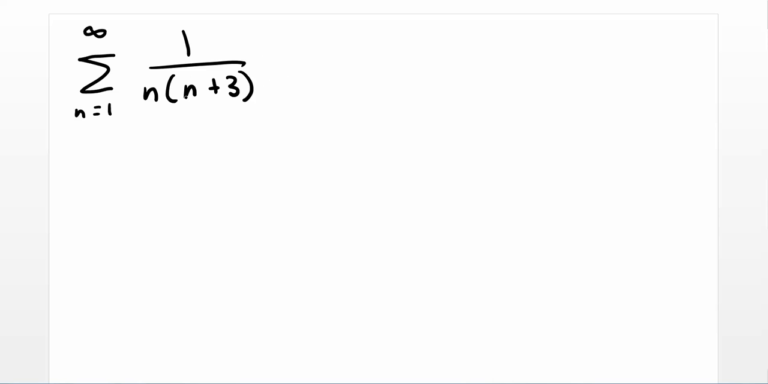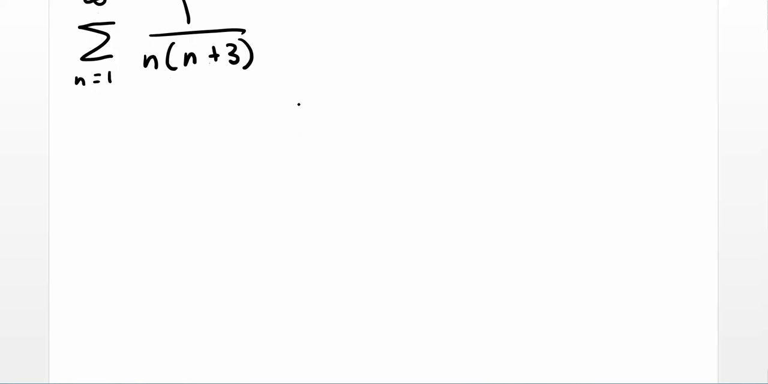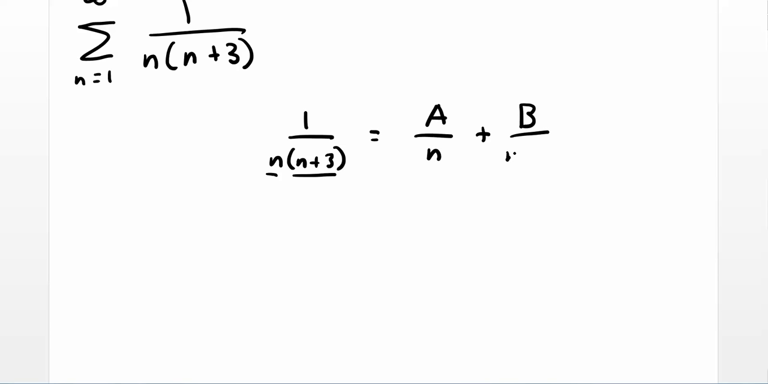We look at this and we say, oh, we can turn this into a partial fraction expansion. So let's do that off to the side. 1 over n times n plus 3. Remember how this goes? Once it's all nice and factored, we can turn this into a over n plus b over n plus 3.